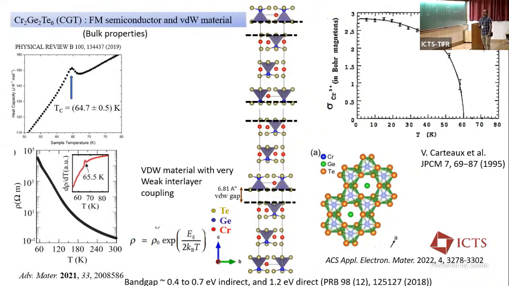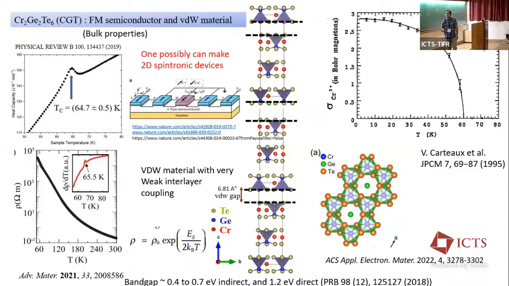And you can see this ordering occurs in the system because you can see a bump in specific heat. And the transport in the system shows that it is a semiconducting system. It has an indirect band gap of around 0.4 to 0.7 and a direct band gap of around 1.2 eV. So these systems are ferromagnetic semiconductor van der Waals materials, which can be very useful for making various spintronic devices. So this was the primary motivation that we got interested in looking at these 2D materials.